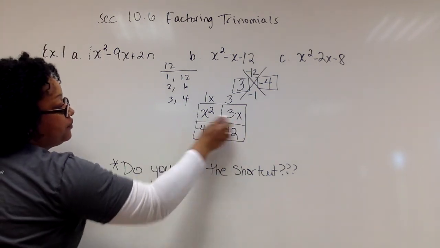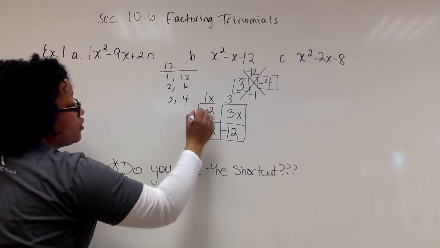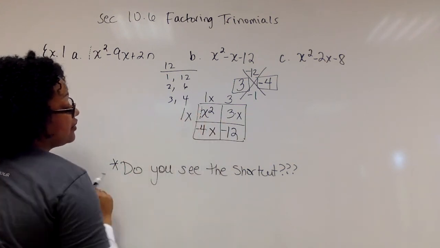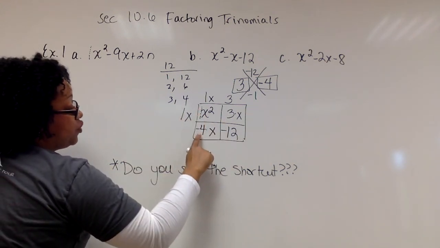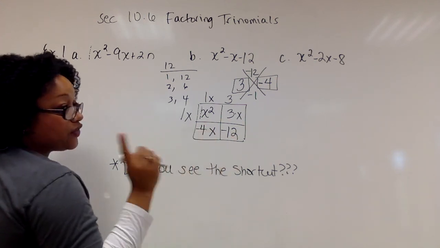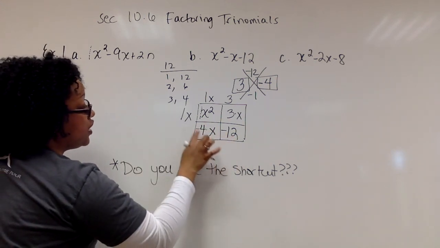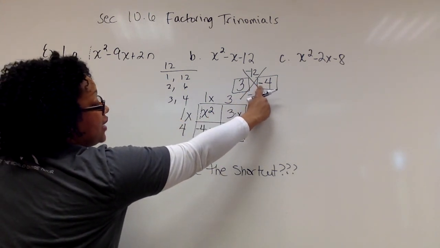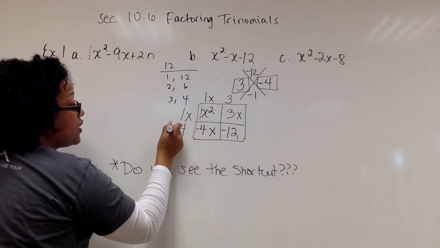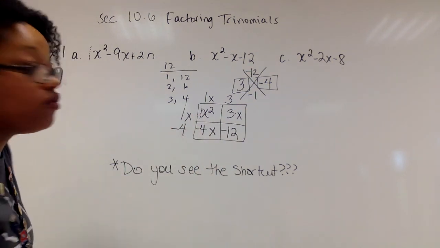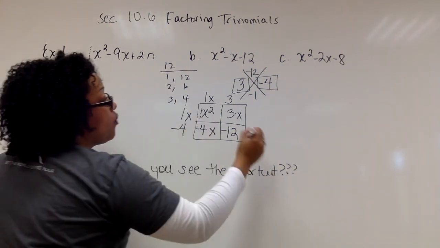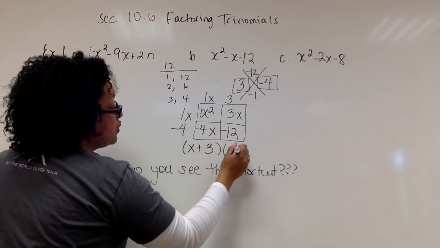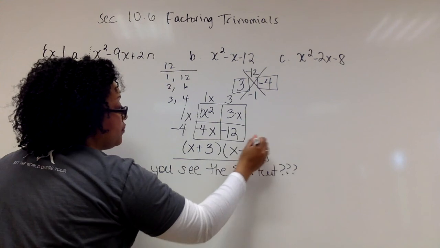Now let's go this way. There's an invisible 1 right here. The GCF between 1 and 3 is just 1, between the variables x. The GCF between 4 and 12, the greatest number that goes into these two numbers, is 4. But because this, from my magic X, is a negative number, you see that negative sign right there, that means my GCF is negative. So I take my GCFs and write them as two linear binomials. There's my answer.